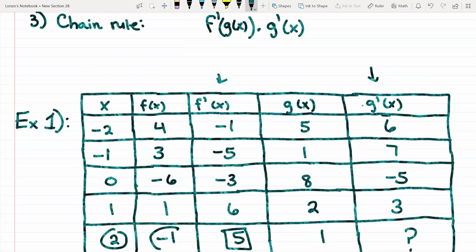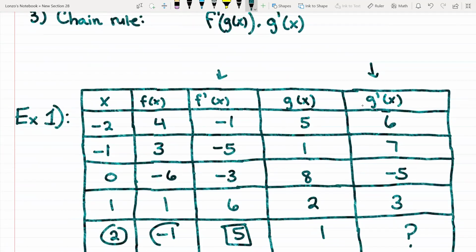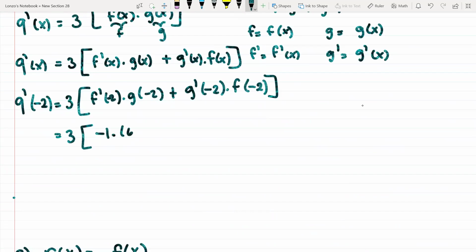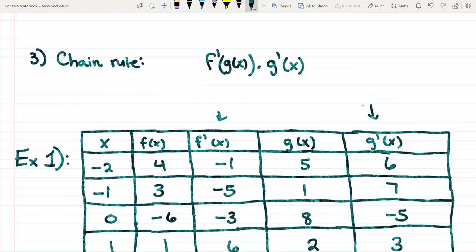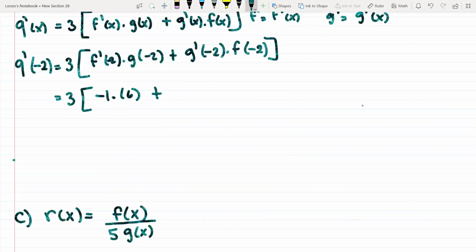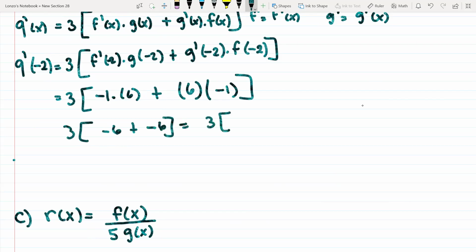Here's g prime, -2 gives you an output of 6. And then f prime of -2, oh, we already know that, that's -1. Okay, so put it all together, we have 3, -6 times 1 is -6, plus 6 times -6 is -6. That's 3, and then -6 plus -6 is -12, which is negative.